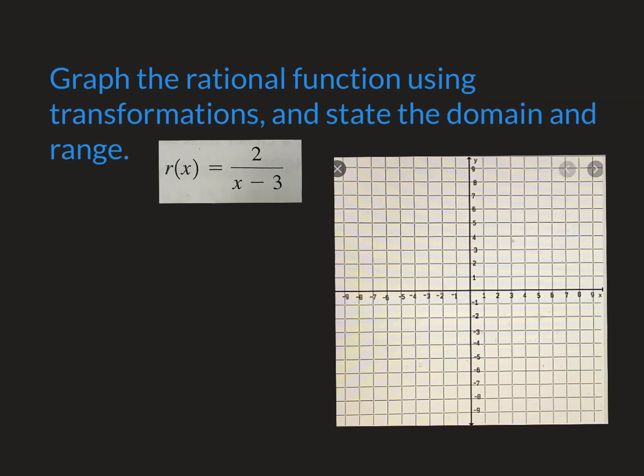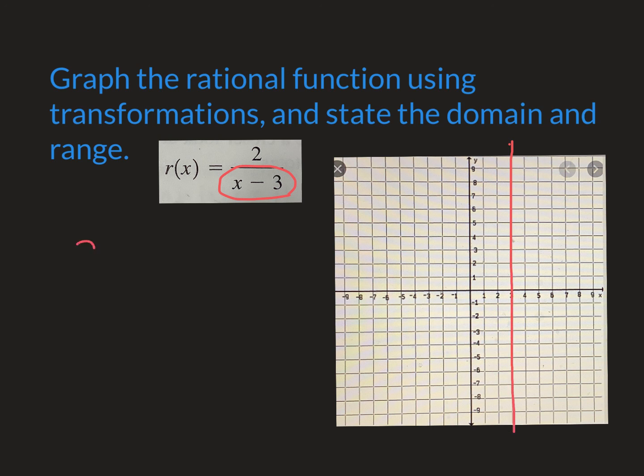All right, this one says graph the rational function using transformations. Okay, here's what I know. Usually my asymptotes are at the y-axis and x-axis. Because there's a -3 down here, that's inside the denominator, which means it's going to shift your graph 3 to the right. So that asymptote that usually goes up and down on the y-axis is now going to go right here, right through 3 on the x-axis.